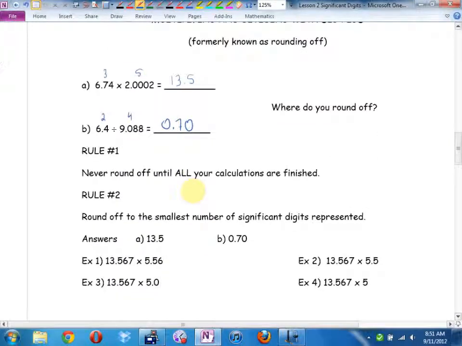So the rule: you never round off until all your calculations are finished, and then you round off to the smallest number of significant digits represented.